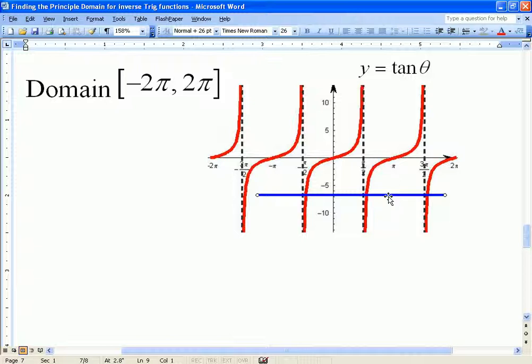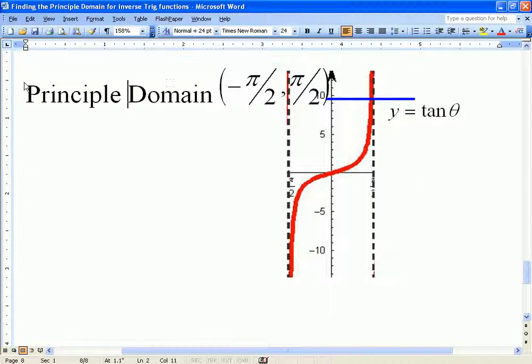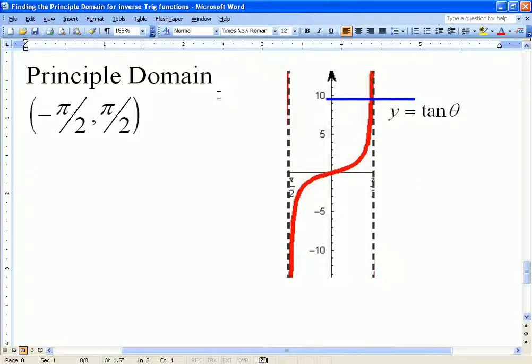Again, we need to restrict the domain of the tangent to get the principal domain so that the inverse will be a function. Restricting the domain of the tangent to negative pi over 2 to pi over 2, you will see that a horizontal line cuts this graph in one place only. I could move the horizontal line anywhere over this graph and it would cut it in one place only, making the principal domain for the tangent graph to be from negative pi over 2 to pi over 2.